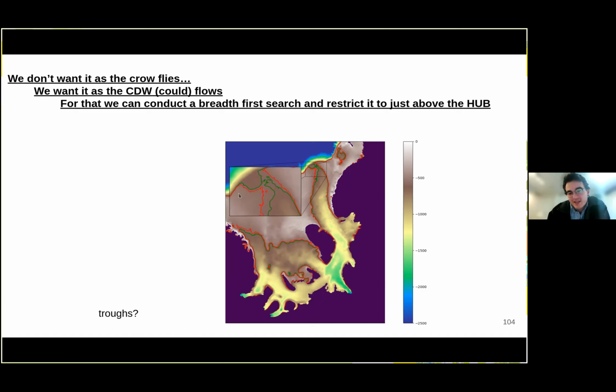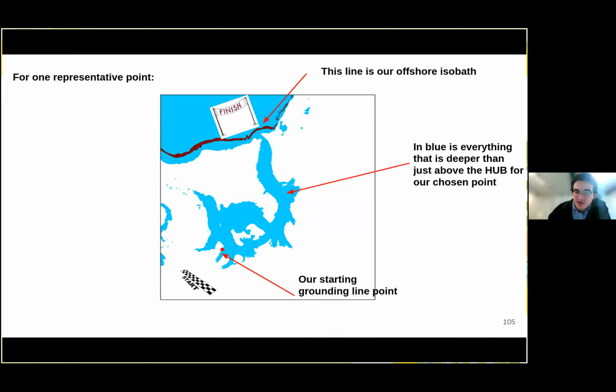And so here, to illustrate that and maybe make it a little bit clearer, I have the Filchner-Ronne, and I have two isobaths. If we wanted to know the hub for some point on the grounding line in the bottom left corner, it would be this green contour here, because that green contour is closed. So at that depth, the grounding line points are disconnected from the open ocean. But just 5 meters above that is the red isobath, where suddenly there's a connection to the open ocean. And so we're going to search within that red isobath to find the closest point. And I've illustrated that here.